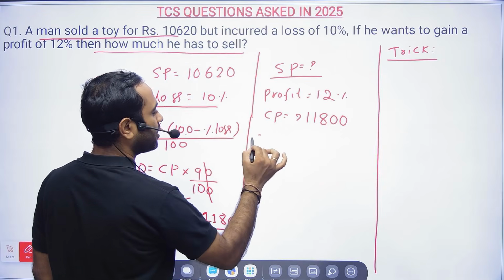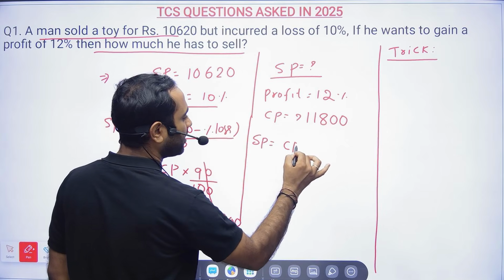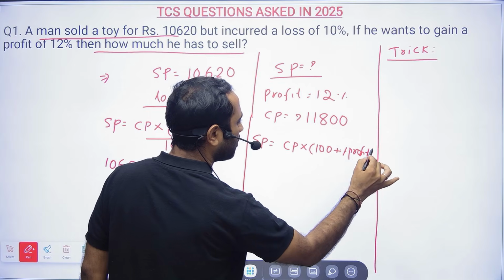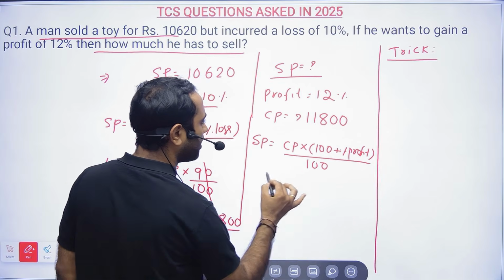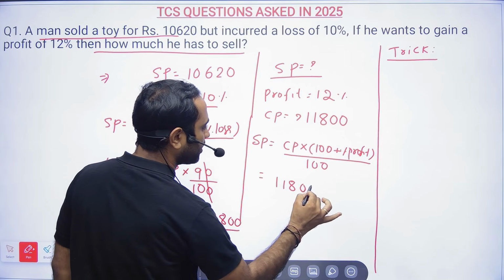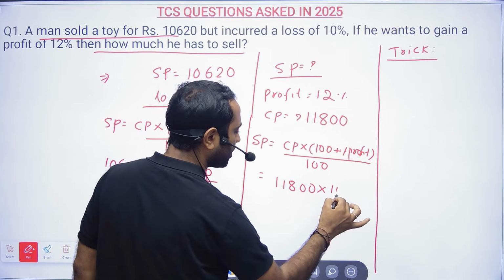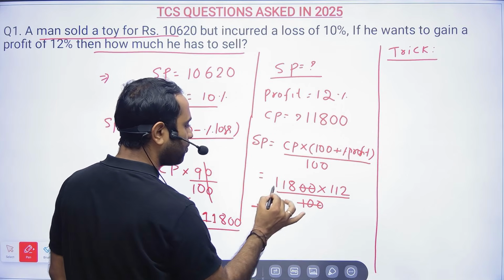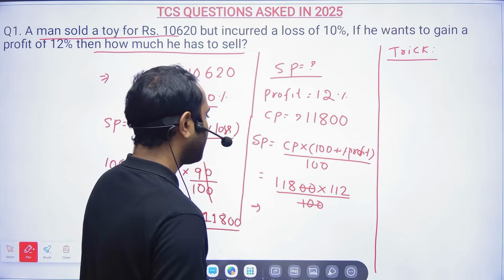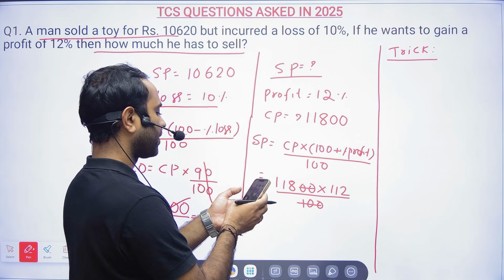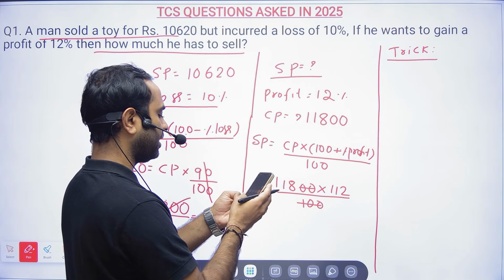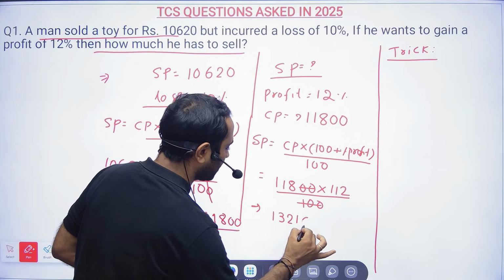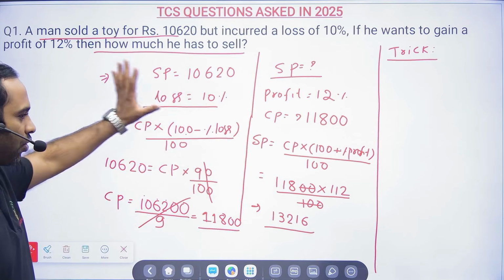Now if you want to calculate the selling price, the selling price will be cost price into 100 plus percentage of profit, divided by 100. It is a completely formula-based problem. Your cost price is 11,800 into 100 plus 12, which is 112, divided by 100. Cancelling, we get 118 into 112. I suggest you use the calculator in the TCS exam for 118 into 112. So 13,216.